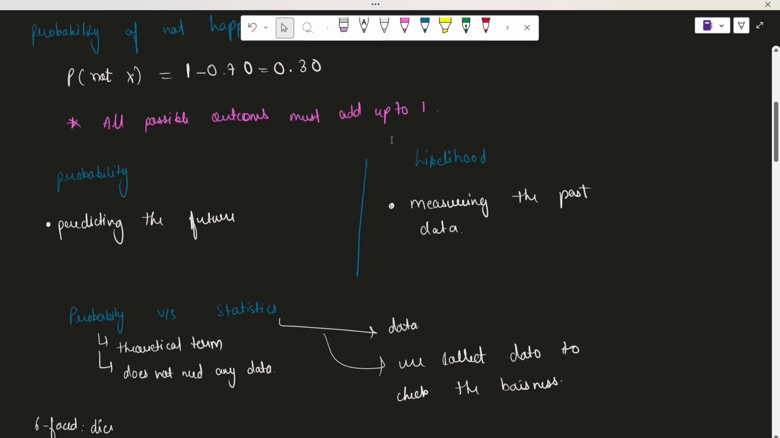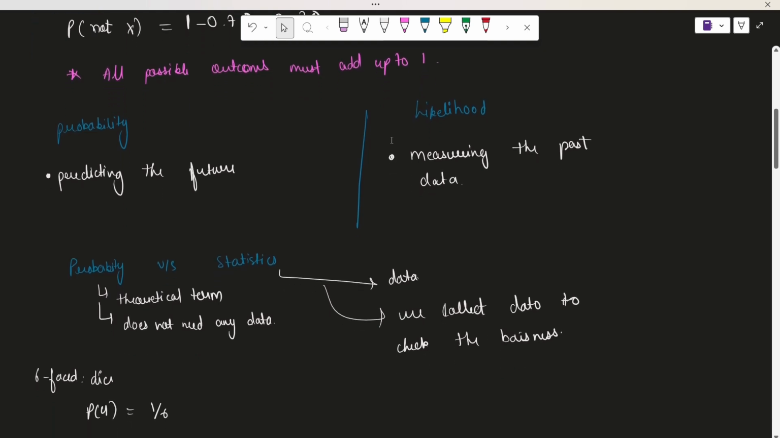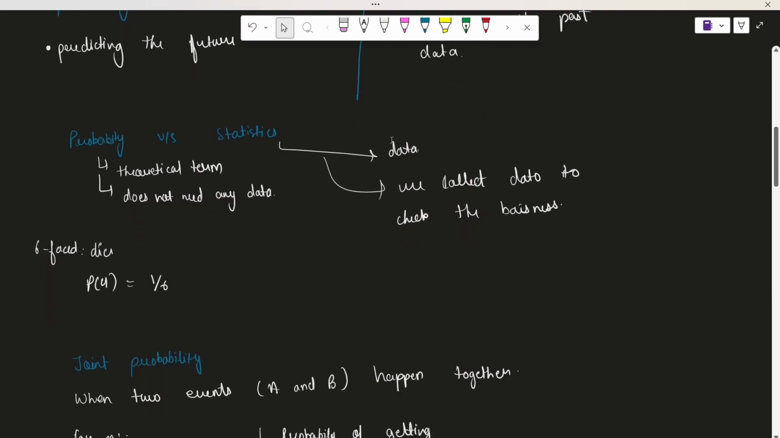Then we learned about the difference between probability and likelihood. Probability basically predicts the future, but likelihood measures past data. And in machine learning, we basically use likelihood to predict the probability. Then we saw the difference between probability and statistics. Probability is just a theoretical term; we calculate it once. But in statistics, we calculate probability multiple times and collect the data. On the basis of that, we take some decision and check whether a particular object or thing is biased or not.